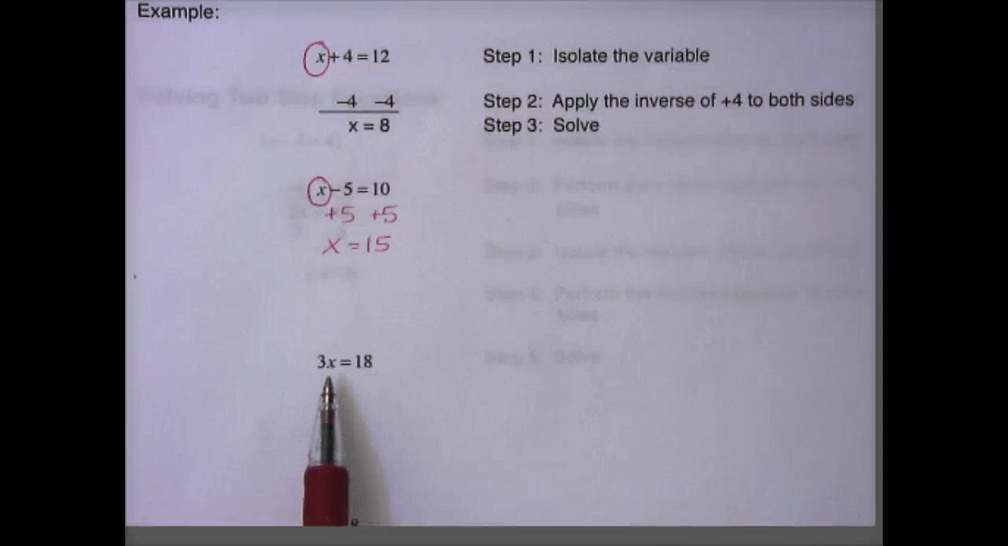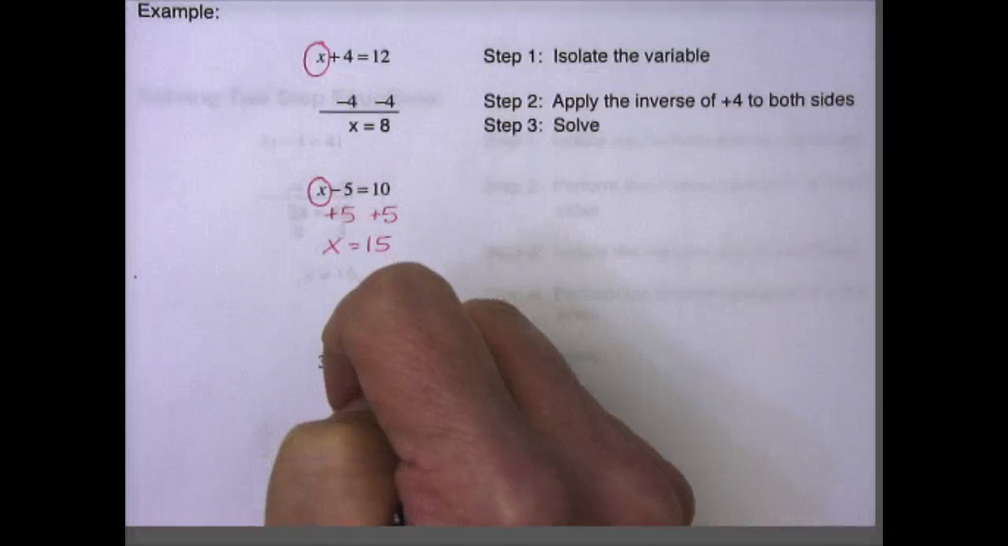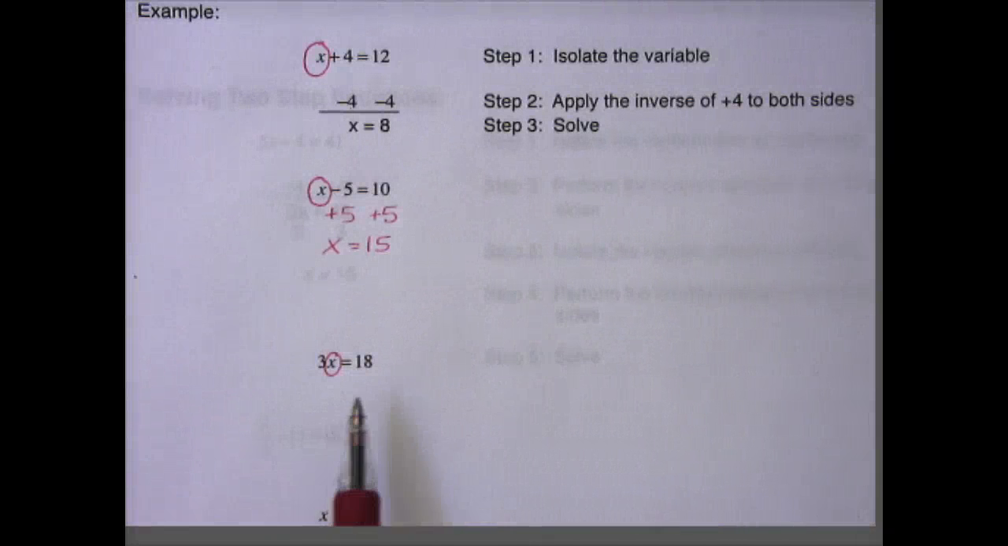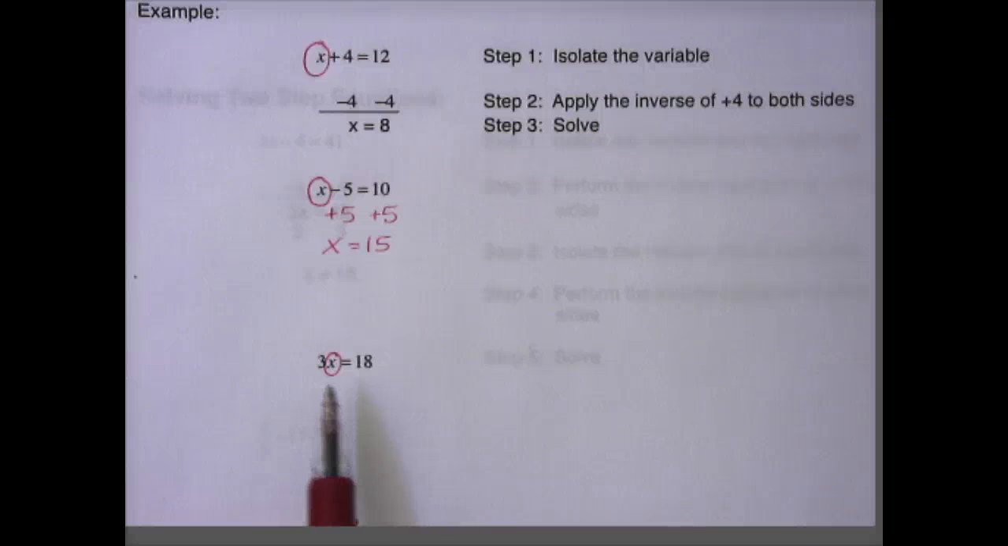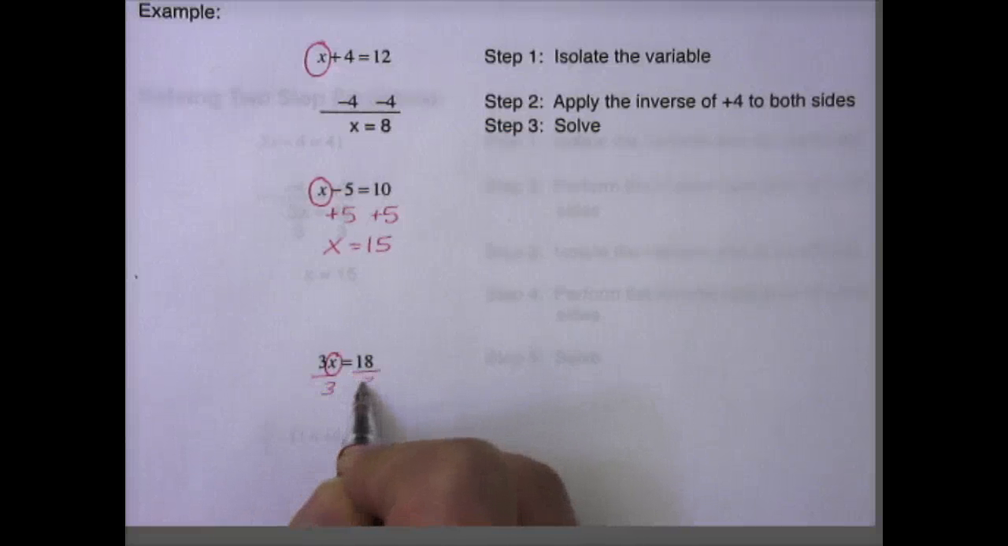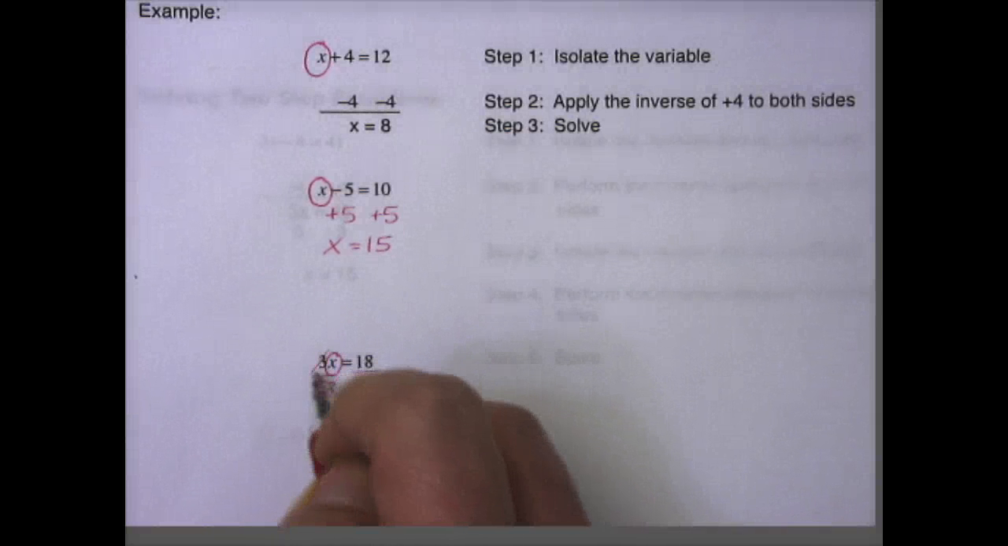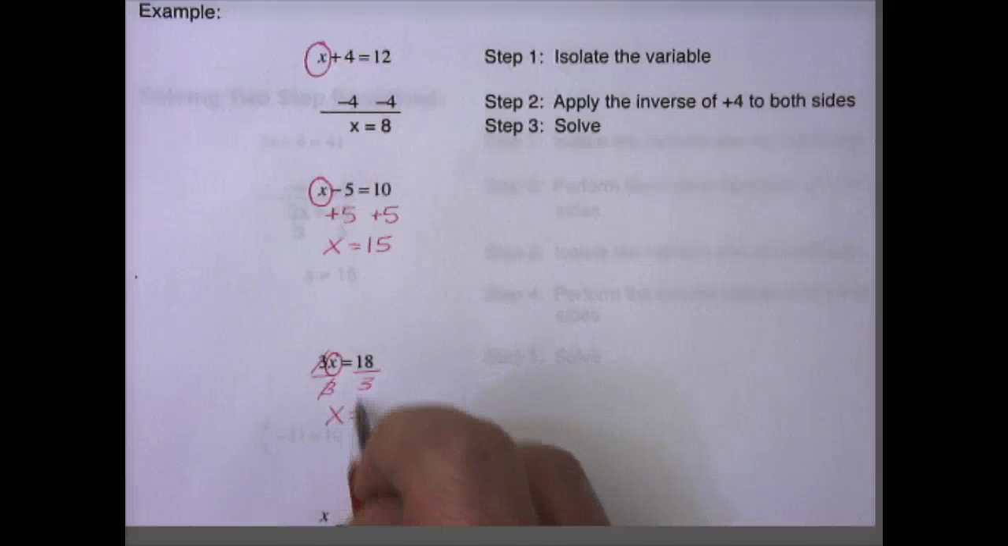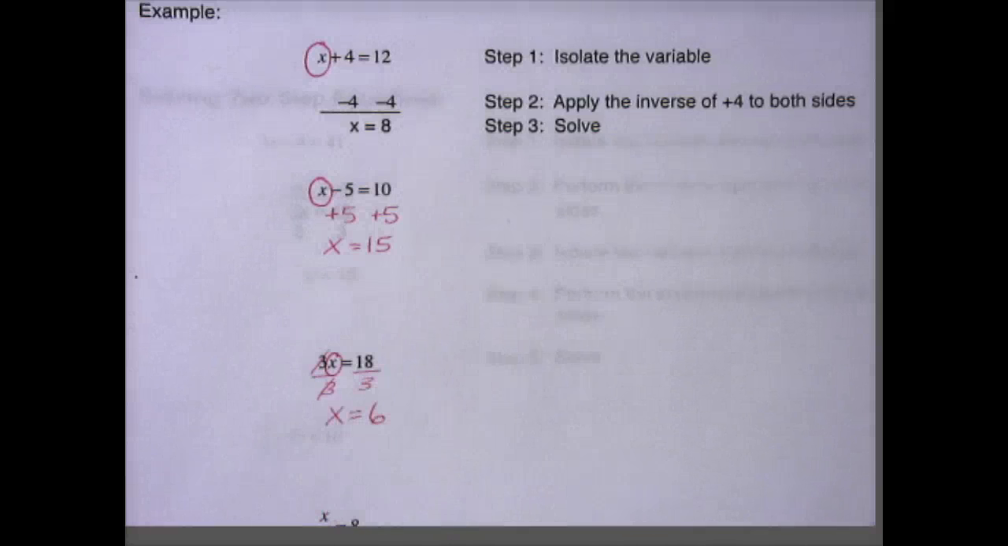Let's read it correctly. 3 times x equals 18. Let's circle our variable that we need to isolate. To apply the inverse of 3 times x, we're going to divide both sides by 3. When you divide by 3, these two cancel out, and x equals 18 divided by 3, x equals 6.